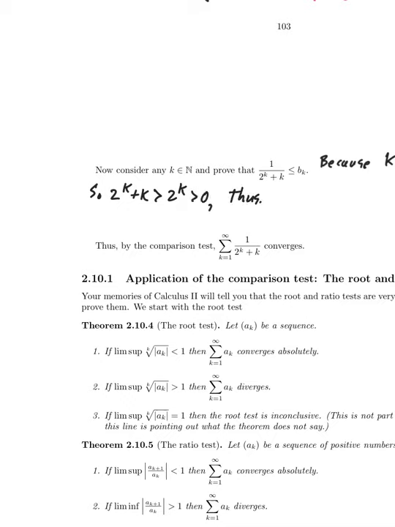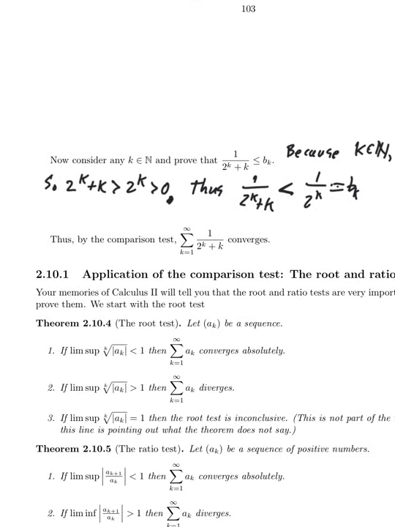Thus, 1 over 2 to the k plus k is in fact strictly less than 1 over 2 to the k, which is bk. Thus, by the comparison test, the sum of a bunch of things that look like 1 over 2 to the k plus k converges.